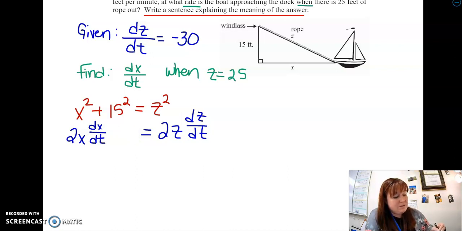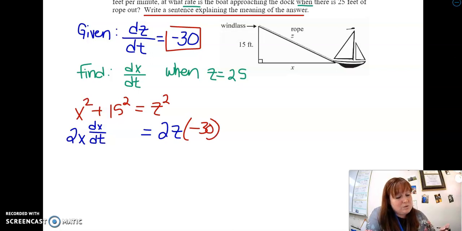So I can just erase that 0 so it's not there. What do I know? I'm given that dz/dt equals negative 30. So wherever there's dz/dt, I can replace that with negative 30. Okay? And I'm looking for dx/dt when z equals 25. So everywhere there's a z, now that I have differentiated and found the rate, I can go ahead and plug these numbers in. I can't plug the numbers in until I have found that rate, until I have differentiated, because they're still changing. Now we can find how much they're changing at a specific point.